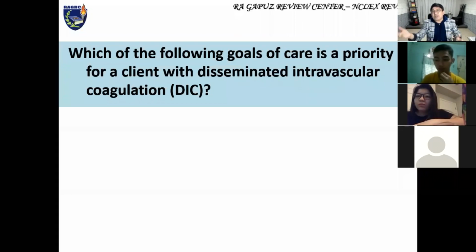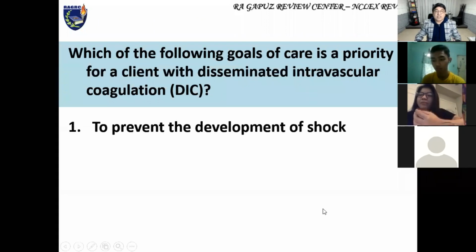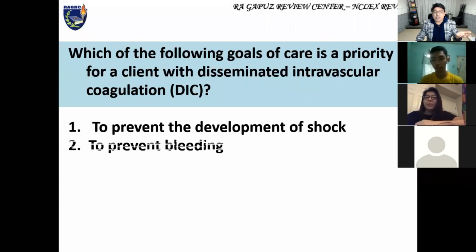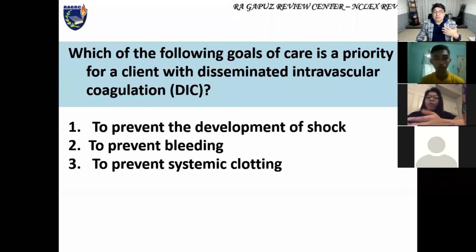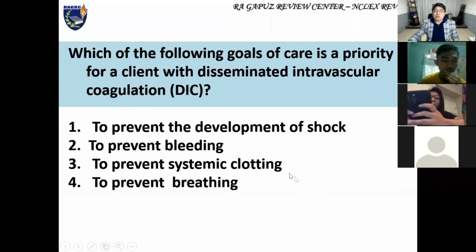Now, what are the related factors to DIC? DIC could be a complication of surgery. It could also be a complication associated with infection as well as surgical intervention. So you always have to remember, deal with the cause to manage the effect. Is it to prevent the development of shock? Well, that's actually a possible complication. To prevent bleeding, to prevent systemic clotting, to prevent breathing. You don't do this, of course. So you're left with options 2 and 3.